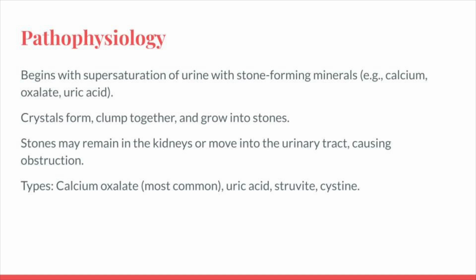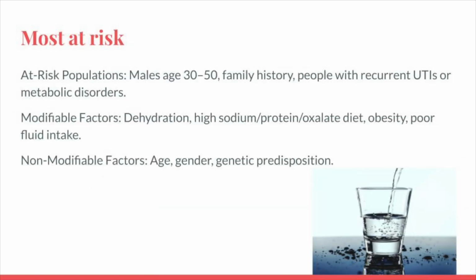As the crystals continue to aggregate, they can develop into larger stones that may remain in the kidney or move into the ureter. Some people are more prone to kidney stones due to a combination of non-modifiable and modifiable risk factors. Men between the ages of 30 and 50 are statistically more likely to develop kidney stones than women. This is partly due to differences in diet, hormone levels, and body composition. Additionally, a family history of kidney stones can also increase a person's risk. People with metabolic disorders such as hyperparathyroidism, gout, or renal tubular acidosis are also at high risk.